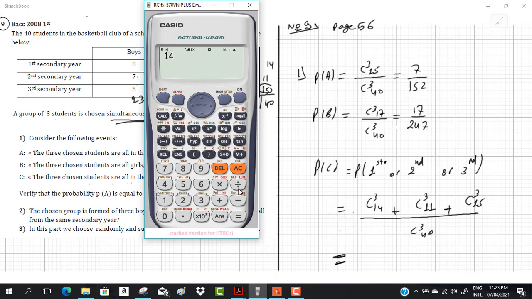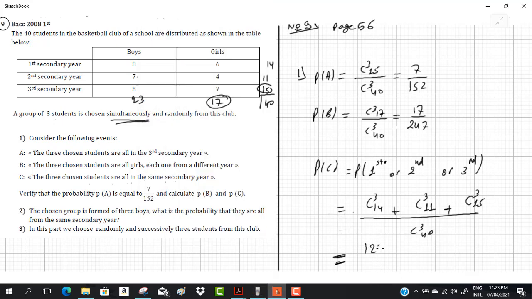14 C3 plus 11 C3 plus 15 C3 divided by 40 C3. The answer is 123 over 1235. Okay, so we finished part 1.